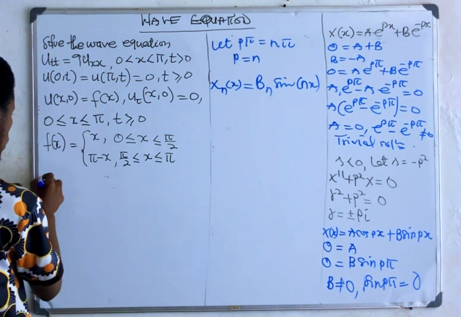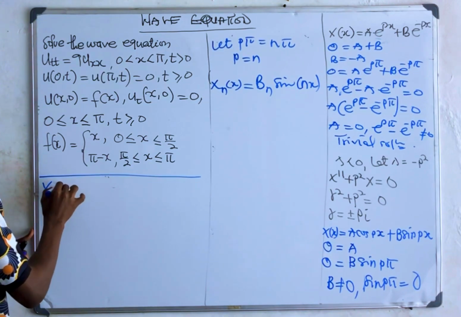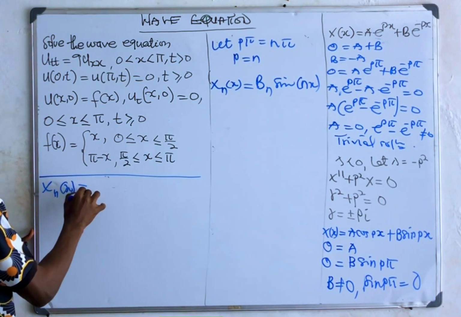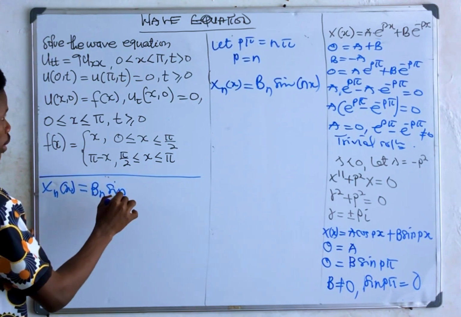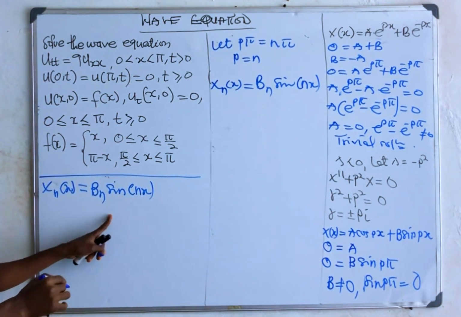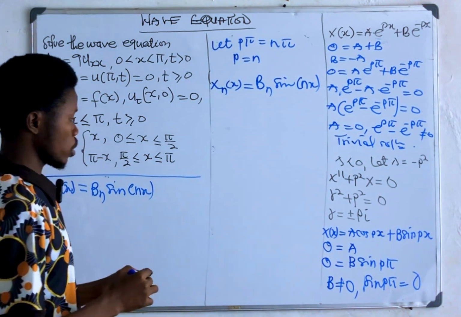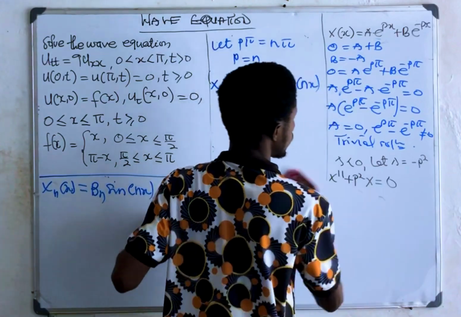So let's write it here. In fact, I'll be needing it, so let me write it down here. My x_n, in terms of x, is equal to b_n sine nx. Is that okay? So this is what you're going to get. So I'll use it later. Let me clean everything, because what I'm going to do will be very long.